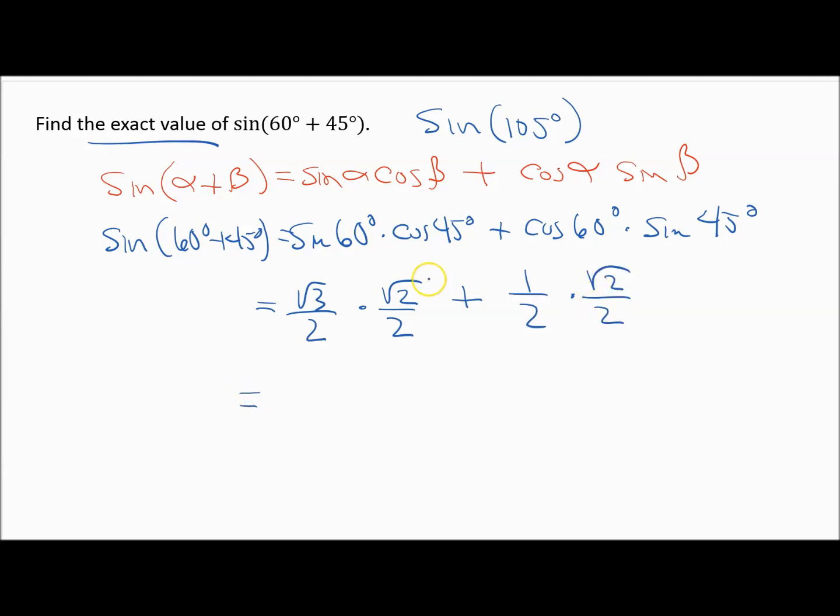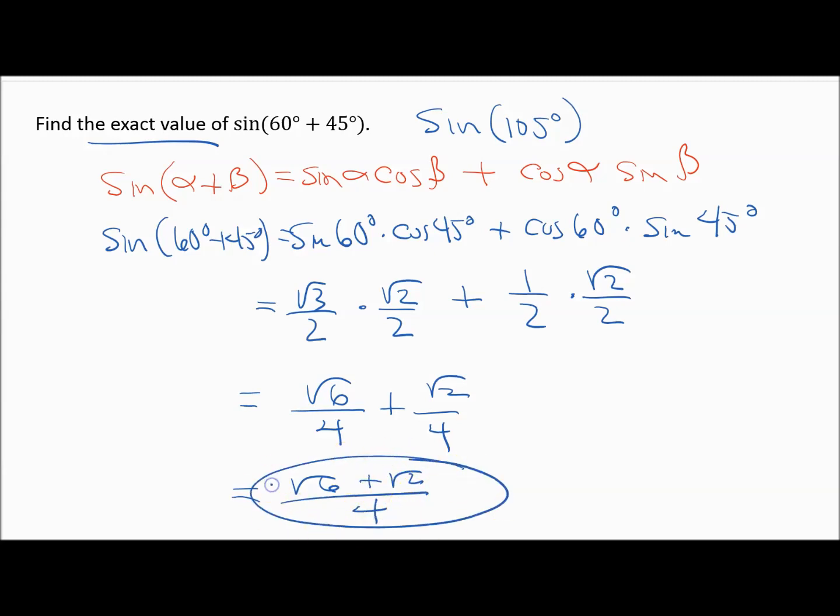I simplify this expression. The square root of 3 times the square root of 2 is the square root of 6 over 4, plus 1 times the square root of 2 is square root of 2 over 4 is equal to the square root of 6 plus the square root of 2 over the common 4. Now, how could we check ourselves? Well, we could evaluate the sine of 105 degrees using your trusty calculator in degree mode.